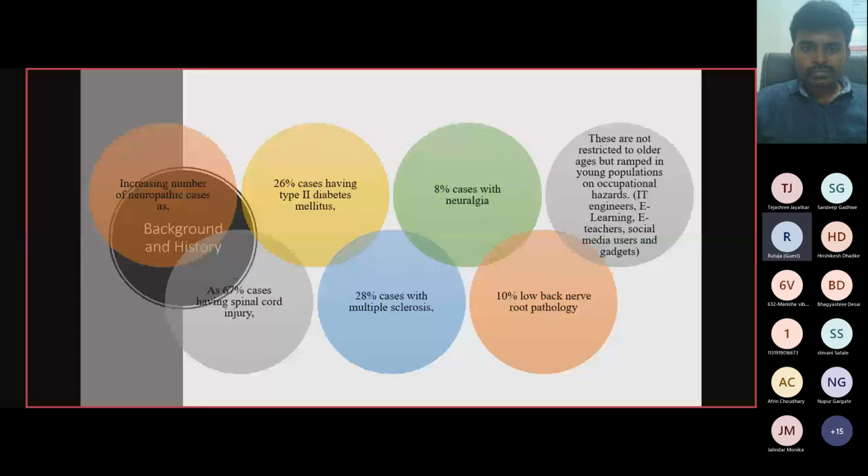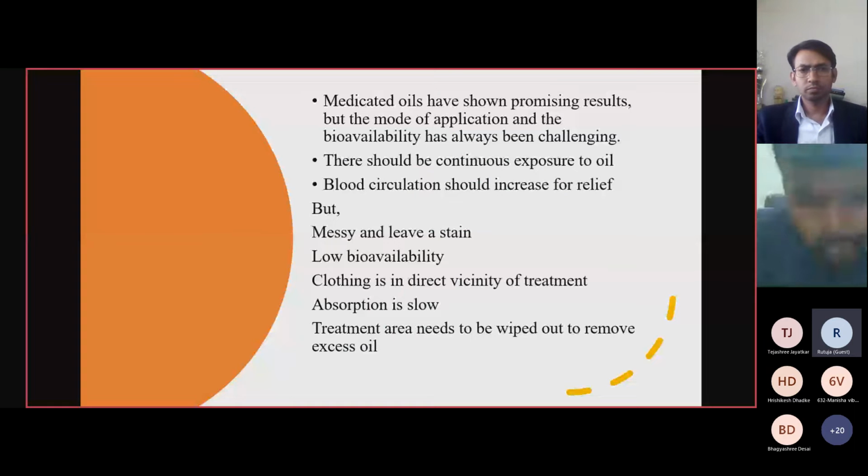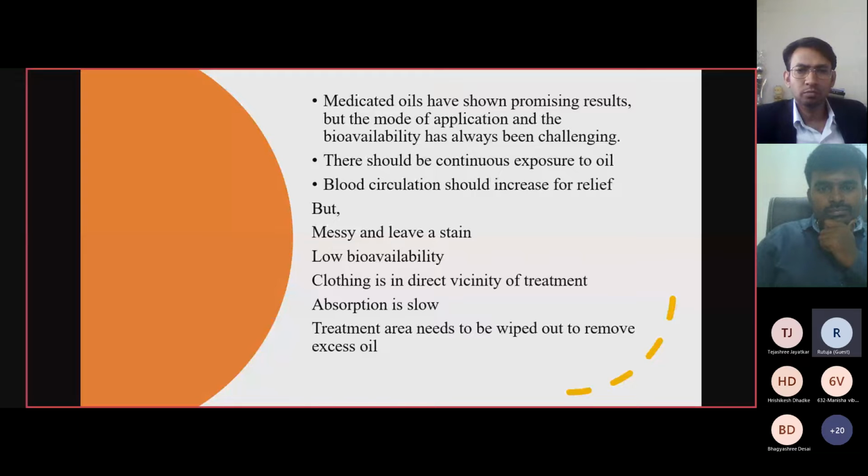Then there are drug medicated oils. There are various medicated oils having therapeutic analgesic property, which have shown promising results. But the mode of application and bioavailability has always been challenging. There should also be continuous exposure to the oil, like massage, which increases blood circulation for relief. But oil massages are messy, leave stains on your clothes, and have low bioavailability. Clothing is in direct vicinity of the treatment.